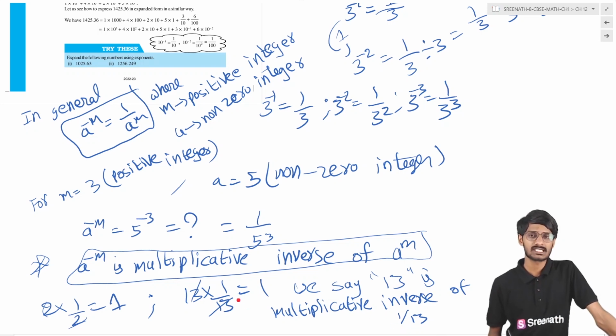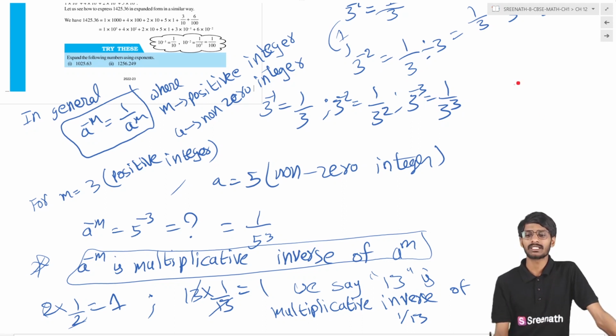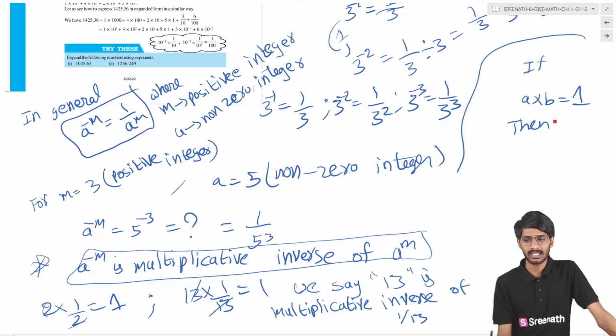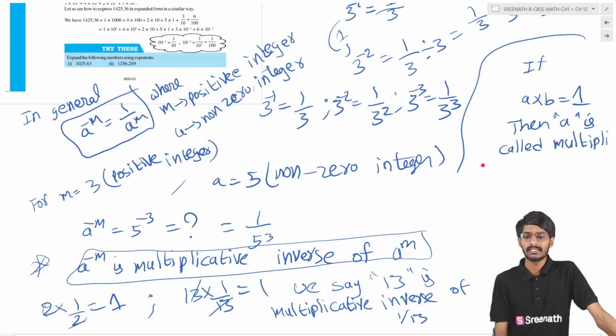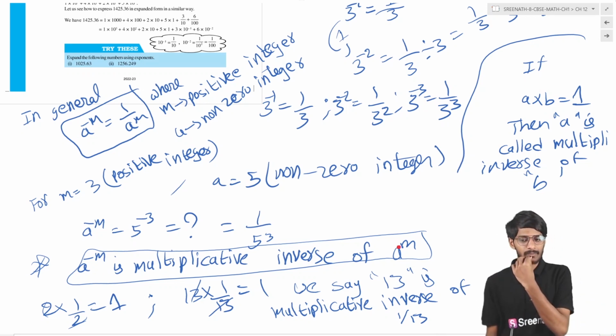Whenever you multiply any two numbers and your answer is 1, then we call both numbers which you have multiplied multiplicative inverses of each other. Suppose a into b is equal to 1, then a is called the multiplicative inverse of b. So in this scenario, a power minus m is the multiplicative inverse of a power m, students.